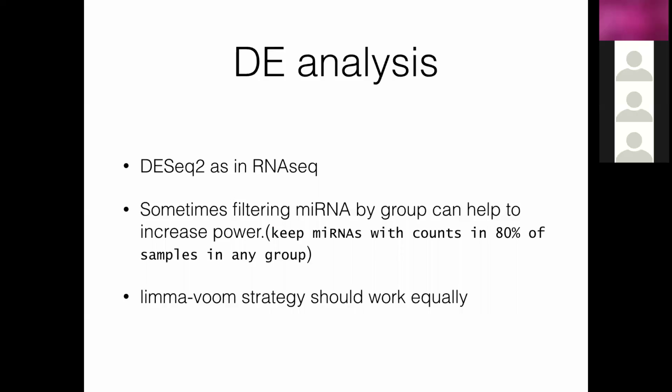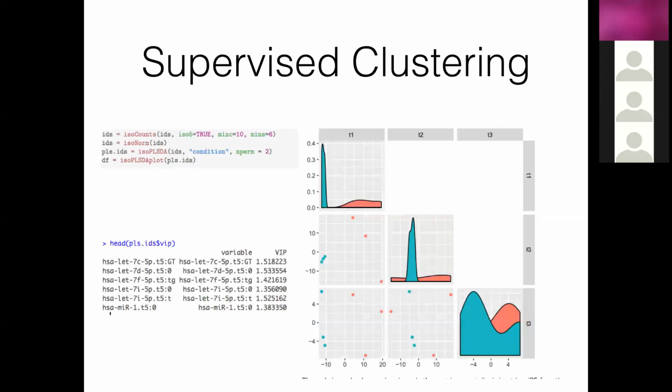Because sometimes what happens is that it is expressed in one sample in one group, and in one sample in another, and you keep it, and this is noise. Maybe it will decrease the power a little bit, but it's not a special rule or anything. I don't do this a lot, just when I have enough samples and more than 2 or 3 groups. And this is the example of the supervised clustering, that actually is a PCA.